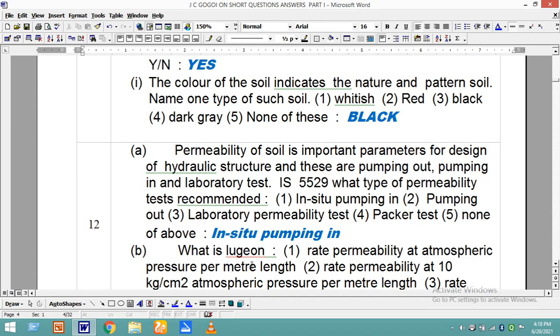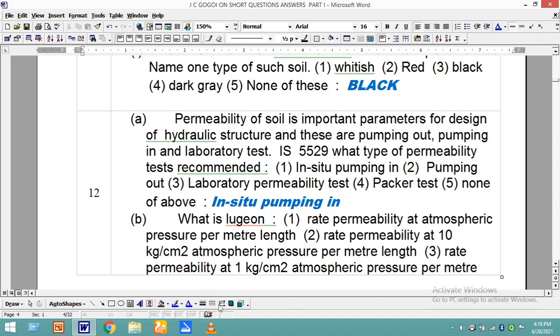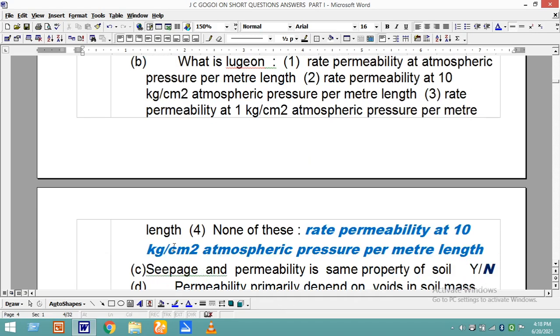What is lagoon? Rate of permeability at atmospheric pressure per meter length. Rate of permeability at 10 kg per cm square atmospheric pressure per meter length, or rate of permeability at 1 kg per cm square atmospheric pressure per meter length. None of this. Lagoon is a common term basically used in hydroelectric project for dam construction. So it is rate of permeability at 10 kg per cm square atmospheric pressure per meter length.